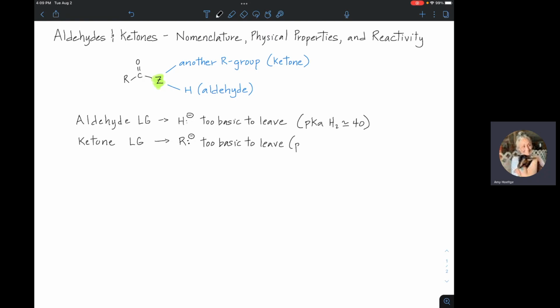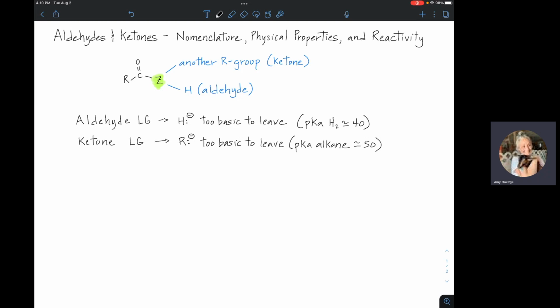The pKa of the alkane, like methane or ethane, is somewhere around 50 or 60. So not even an acid. Meaning R minus and H minus are way too strong of a base to leave. Remember, the weaker the base, the better the leaving group. So we have to do addition reactions with these instead. It means you can still add to the carbonyl, but Z is not going to take off.